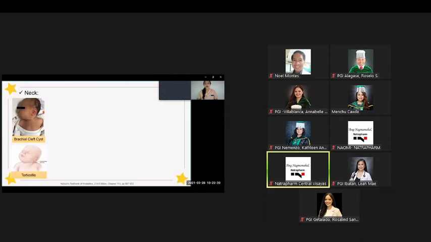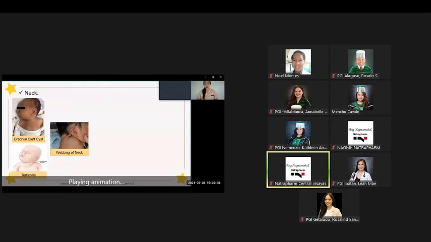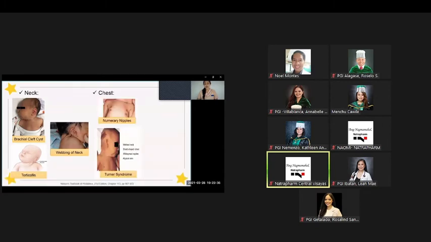In congenital torticollis, the head turns toward and the face turns away from the affected side. A redundant skin or webbing of the neck, especially in females, may suggest Turner syndrome. We also need to take note of the clavicles. These need to be palpated for fractures, especially after difficult deliveries.